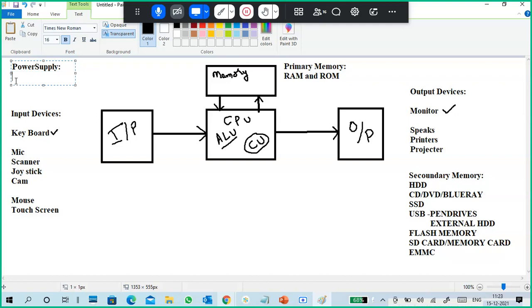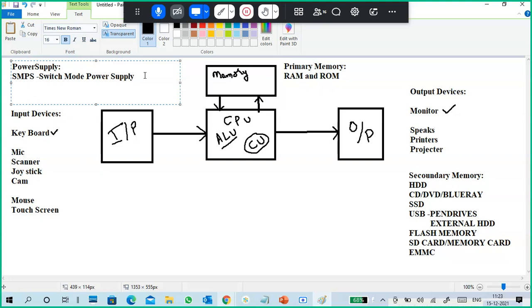Power supply is an SMPS type of power supply. What is SMPS? Simple: switch mode power supply. Very good. So we'll go through the details one by one.